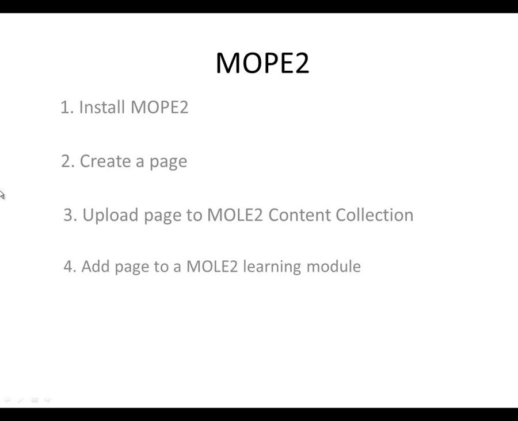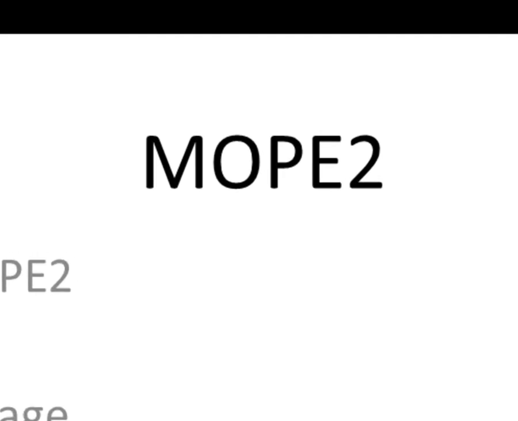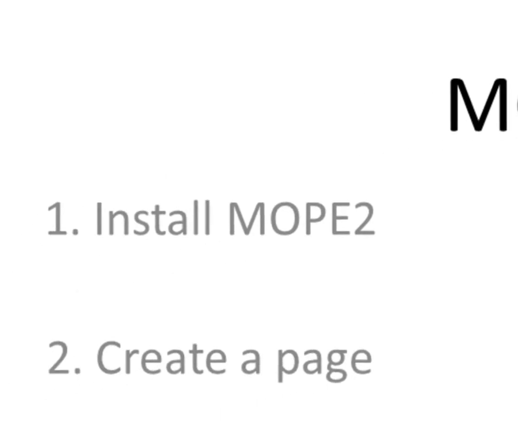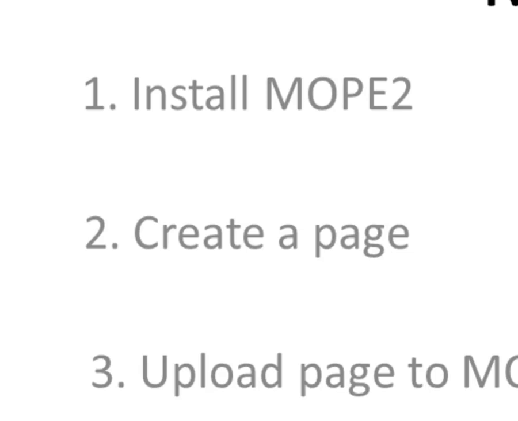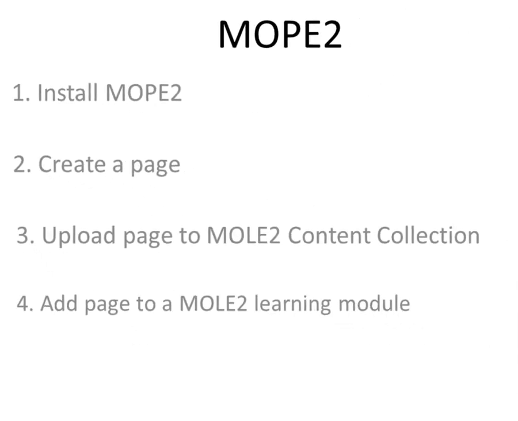Okay, welcome to this screencast introducing MOPE2. I'm going to run through four sort of stages there. First I'm going to show you how to install MOPE2. Then I'm going to talk you through creating a very basic page, and then how to take that page that you've created and upload it to a MOPE2 modules content collection, and finally we're actually going to link it in from the content collection to a learning module, which is how the students would access each content page.